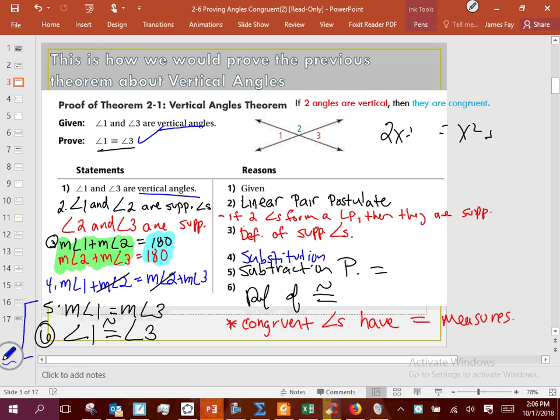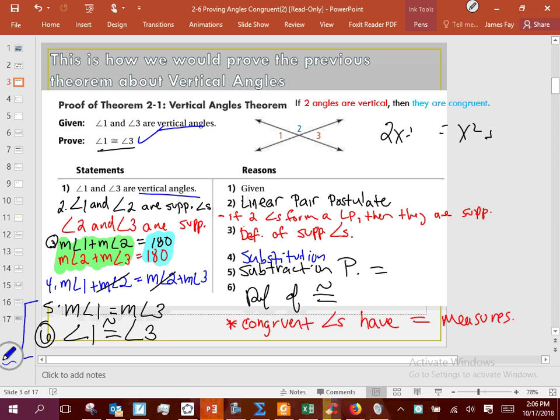All right, but we kind of put them together and build something a little bit bigger and a little bit better and a little bit more informative, and we get what we call the vertical angle theorem. Okay? What's the benefit of it? Every single problem that we do, guys, once we prove it, if I ever see that again, I don't have to go through the proof again.